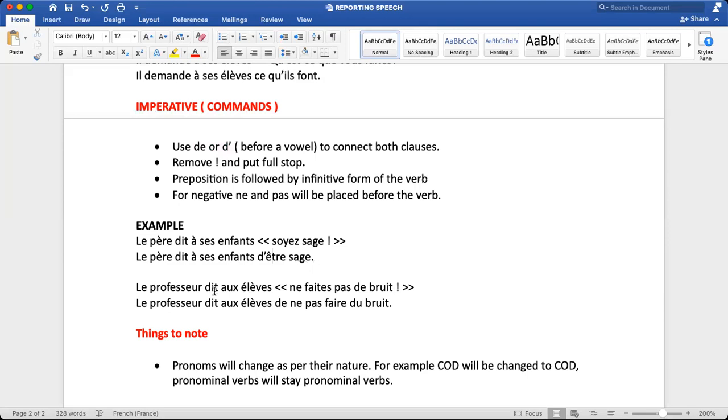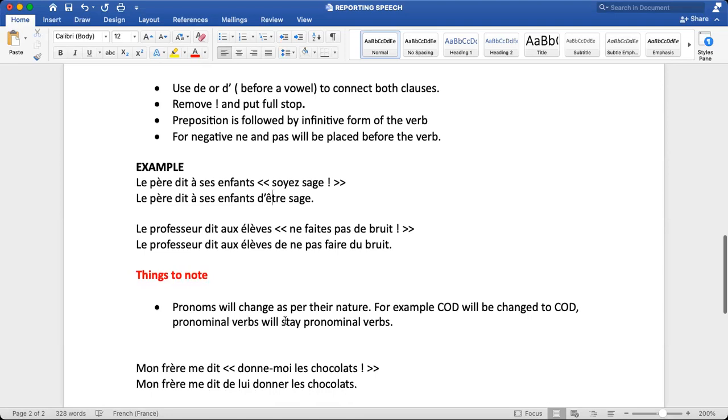Le professeur dit aux élèves, ne faites pas de bruit. Le professeur dit aux élèves de, to connect these both phrases. And it's negative. Ne pas will come before the verb. And then the verb will change to the infinitive form. Faites is the verb faire. You will write the verb faire: du bruit. Le professeur dit aux élèves de ne pas faire du bruit.